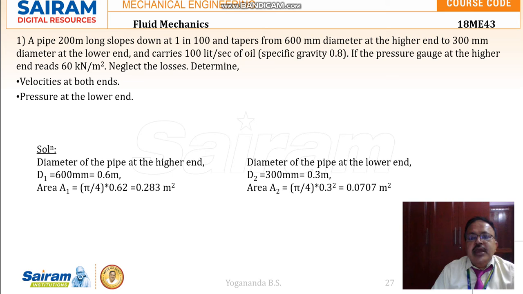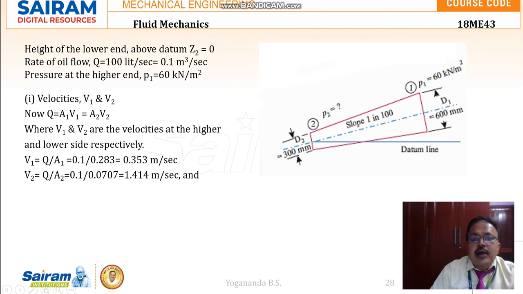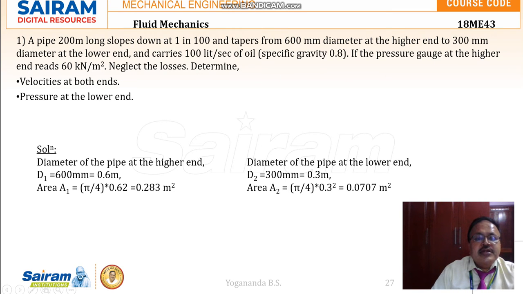So if the reading of the pressure gauge at the higher end is 60 kilonewton per meter square, neglecting the losses, you are asked to determine the velocity at both the ends and the pressure at the lower end.